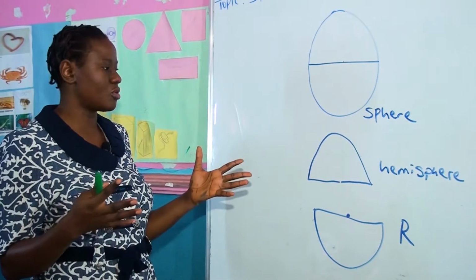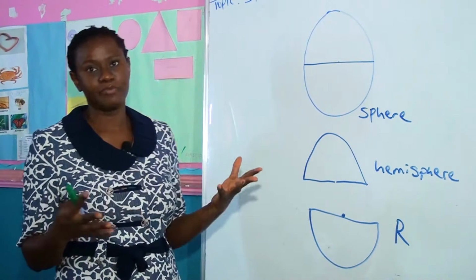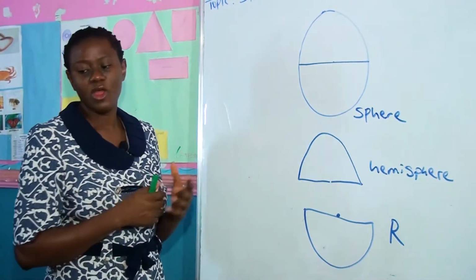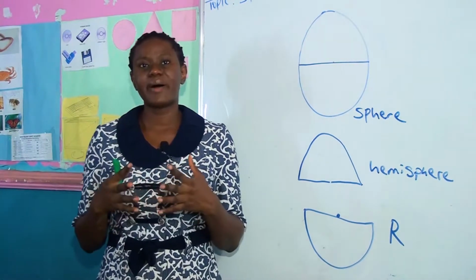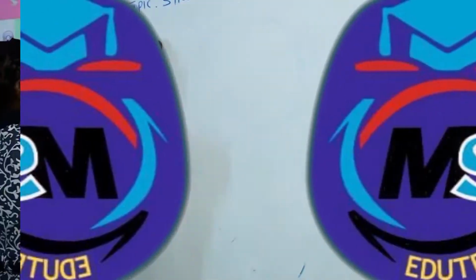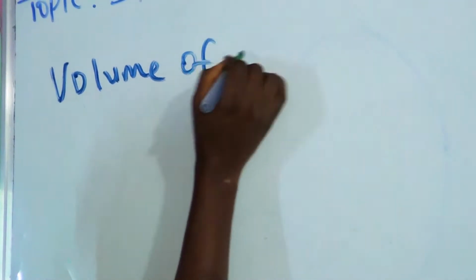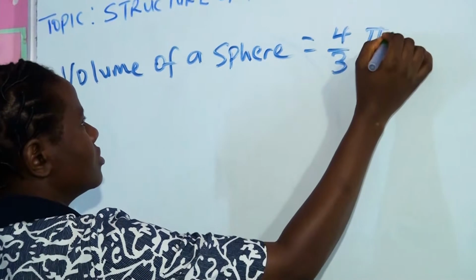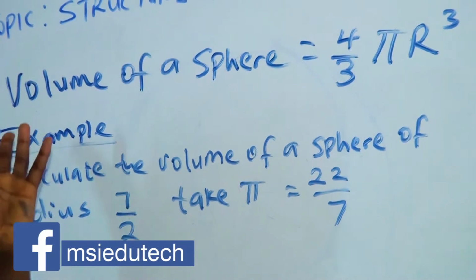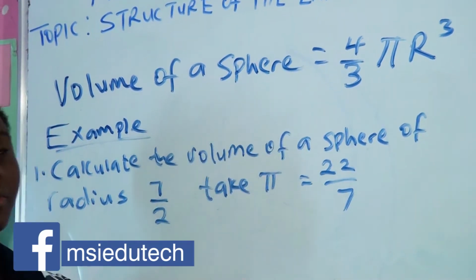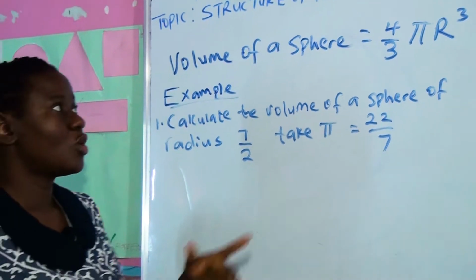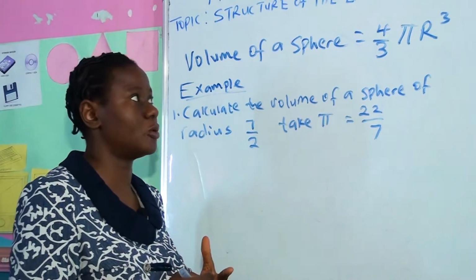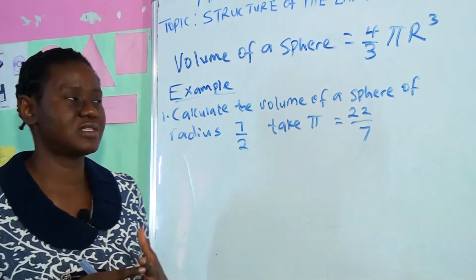So if we want to calculate the volume of a sphere, the volume of a sphere will be given as 4/3 pi r cube. So the volume of a sphere is 4/3 pi r cube, where pi is a constant, 22/7 or 3.14, and r is the radius of the sphere.